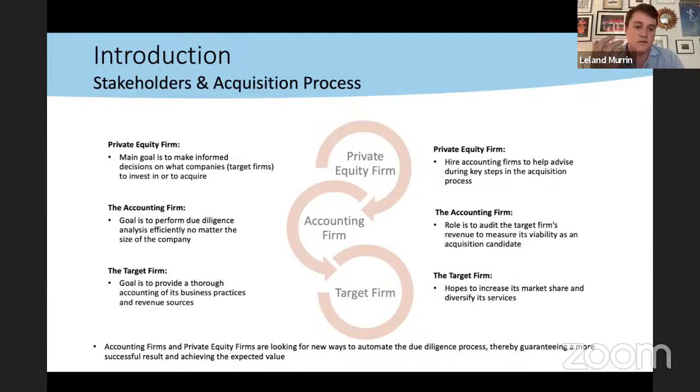And like I was mentioning, the accounting firms involved in this due diligence analysis are constantly looking for new ways to automate it and make it more streamlined, so that we can get better expected value out of the chosen acquisition targets.